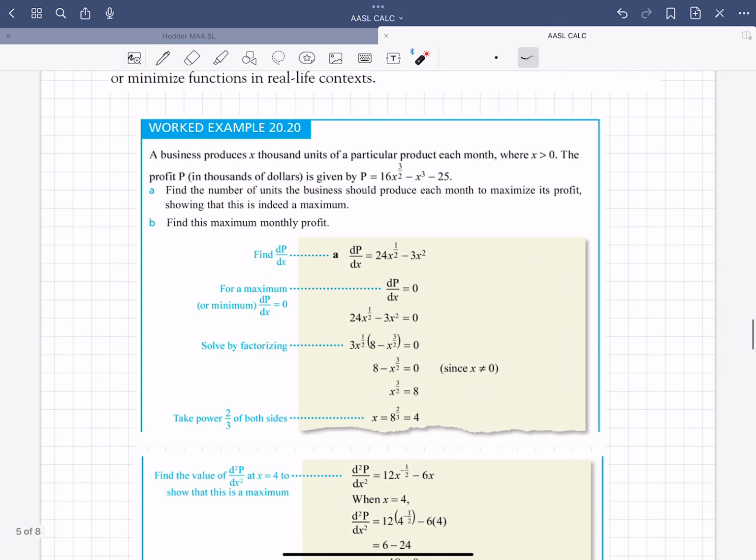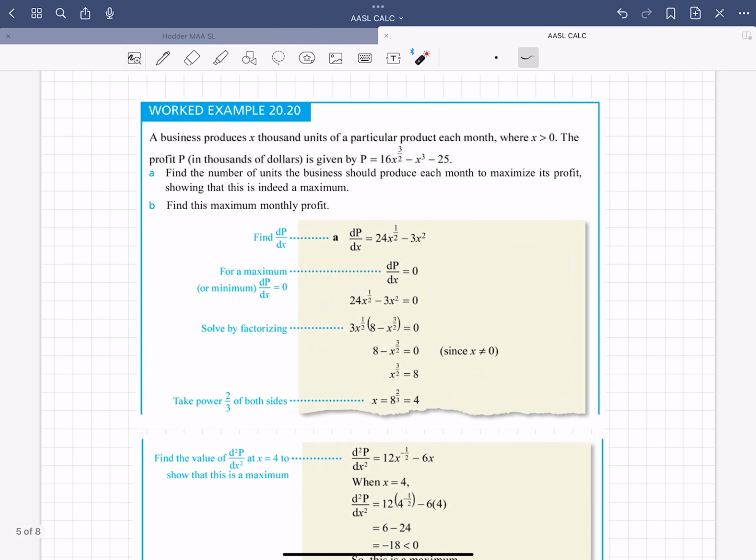So this is what your textbook gave as an example. It says a business produces x thousand units of a particular product each month where x is greater than 0, right? The profit P in thousands of dollars is given by this function. So find the number of units the business should produce each month to maximize its profit, showing that it is indeed a maximum, and then find the maximum profit. So what do you have to do? Find the derivative, right? So you find the derivative and then set it equal to 0. So you have this equation, and then you solve for x, and then you get x equals 4.